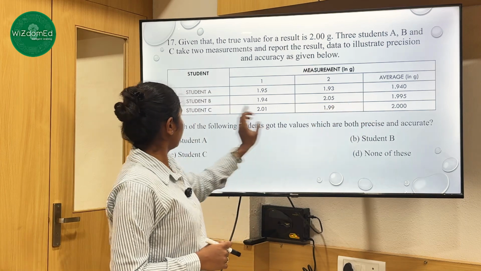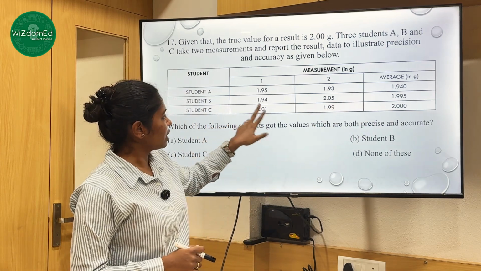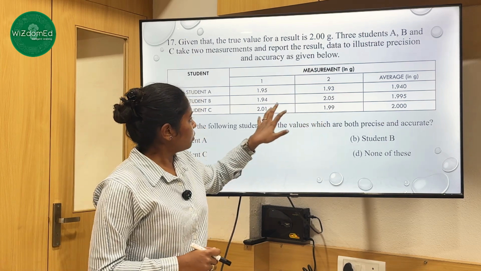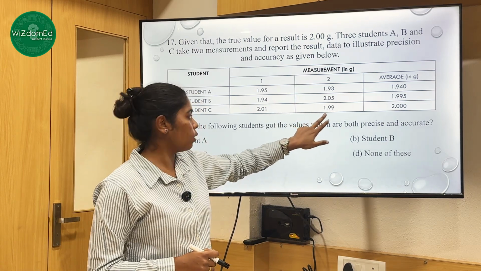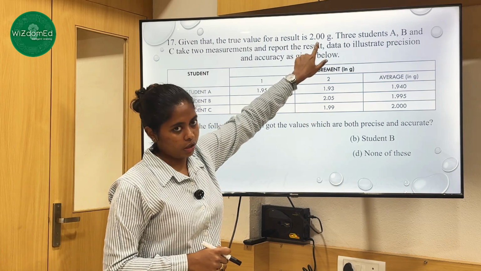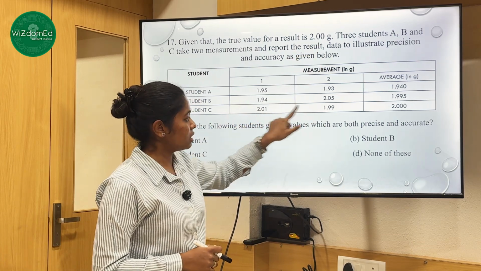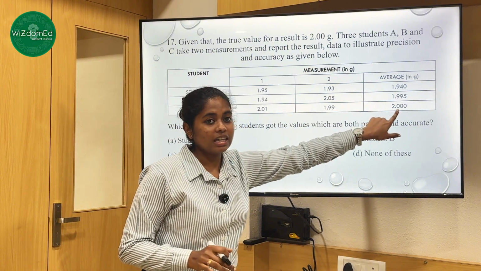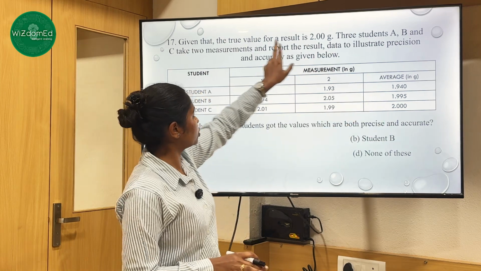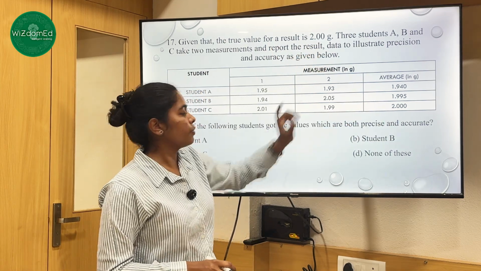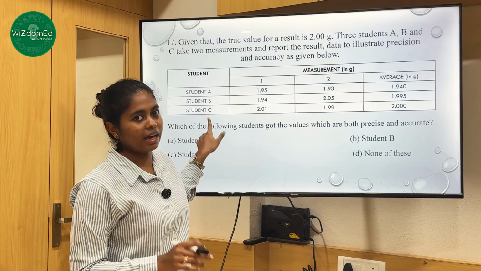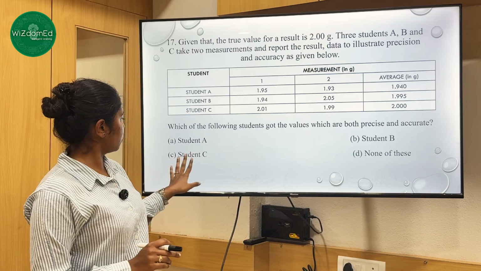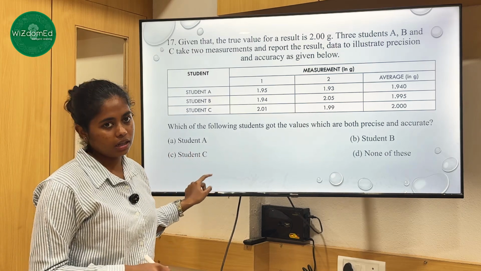So we can't consider him. But when it comes to student C, he has two values which are 2.01 and 1.99. Both these values are very close to our true value which is 2.00. So student C is precise and his average value, which is 2.00, is exactly the true value. So student C is both precise and accurate. So the right option for this question is option C, which is student C.